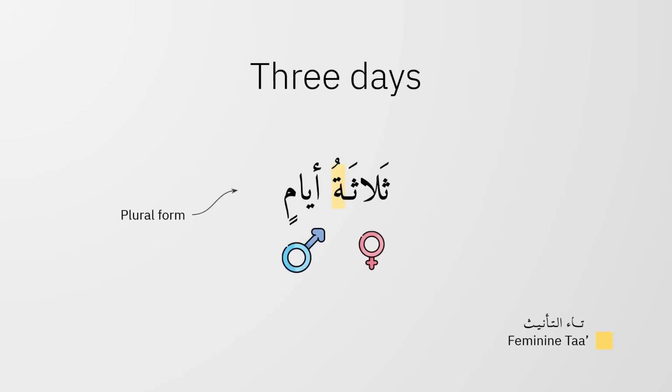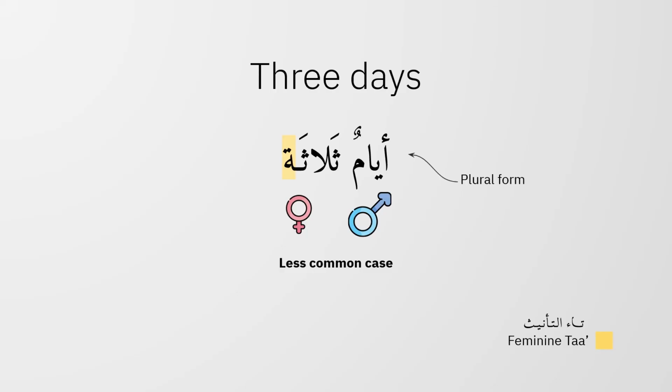Let's recap. 3 days. ثلاثة أيام. First, look at the gender. Numbers between 3 and 10 take the opposite gender of the noun. Second, the noun's form has changed from singular to plural.